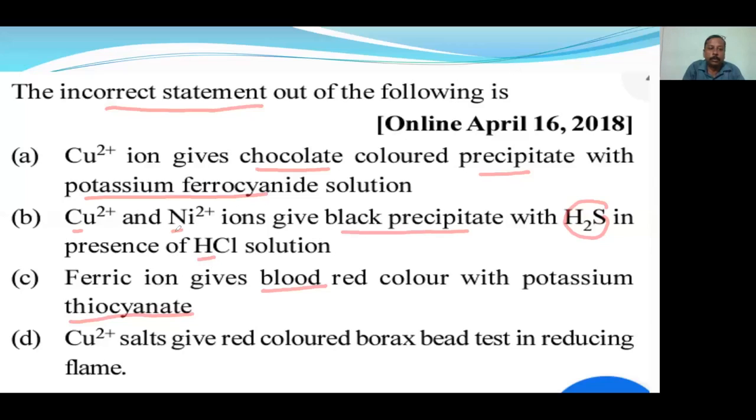The answer to this question is B. Actually, nickel 2+ does not give a black precipitate. That's why it is incorrect. Copper 2+ is not a problem, but nickel 2+ does not give a black precipitate. That is the incorrect statement. Okay.